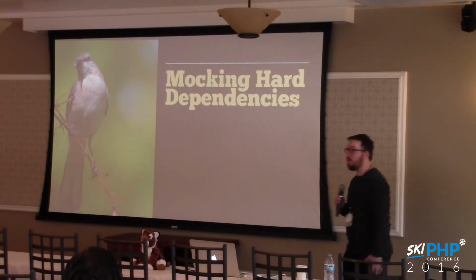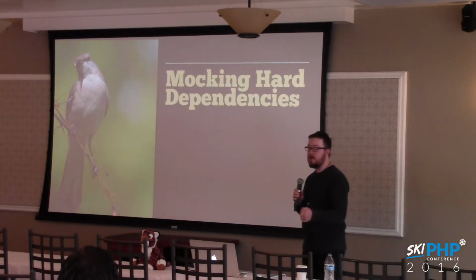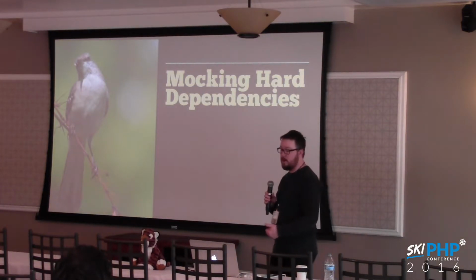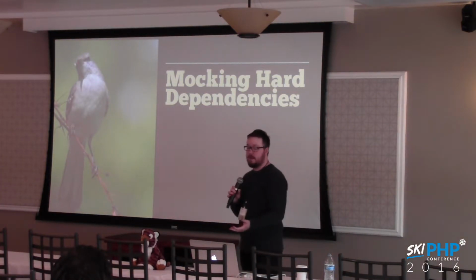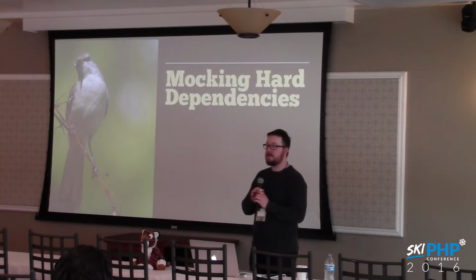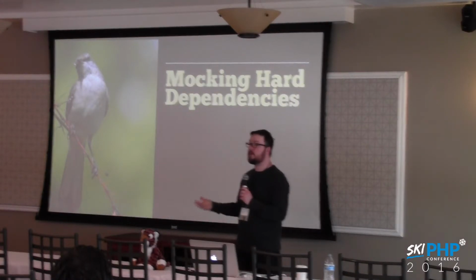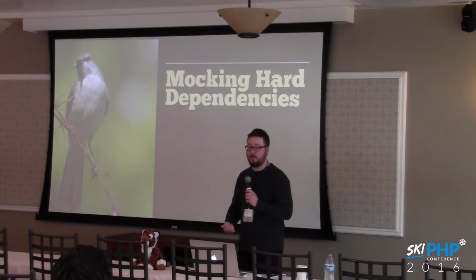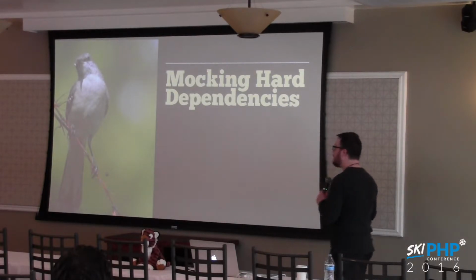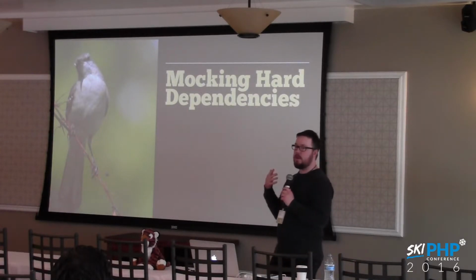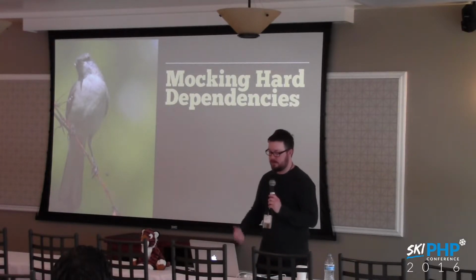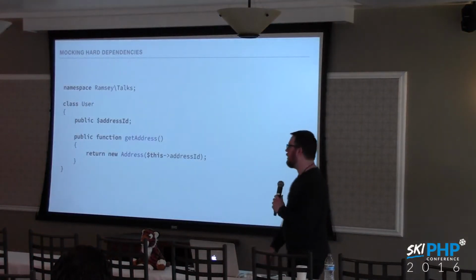Same thing happens for hard dependencies. Sometimes you have hard dependencies in your code, and these are just as difficult to test as a static method. But the answer is the same, right? Use dependency injection when you can. However, as I mentioned on static methods, sometimes we just can't do that. We've got extenuating circumstances that mean we need to test this code as it is, and Mockery allows us to do that.